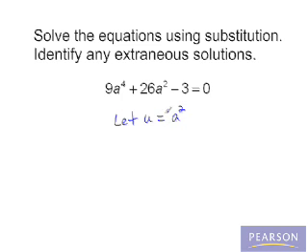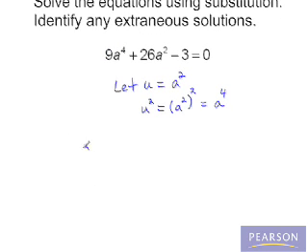And then by squaring both sides of this equation, not only will we let u equal a squared, u squared, which would be the same as a squared squared, ends up being the same thing as a to the fourth power. So we're going to take out the a squared, substitute a u, and we're also going to take out the a to the fourth and use u squared. So we're going to momentarily change the look of the problem to 9u squared plus 26u minus 3 equals 0.